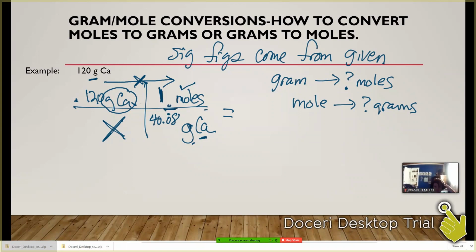So I would do 120 times 1 is still 120, and then I would come back and divide it by 40.08. So 120 divided by 40.08, and it can only have 2 sig figs in my answer. I would end up with 3.0, and these grams cancel out, and I'm left just with moles, so 3.0 moles.